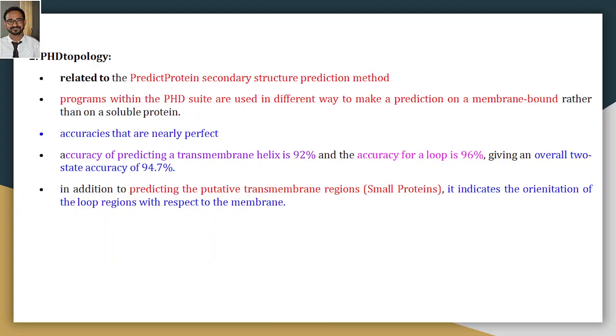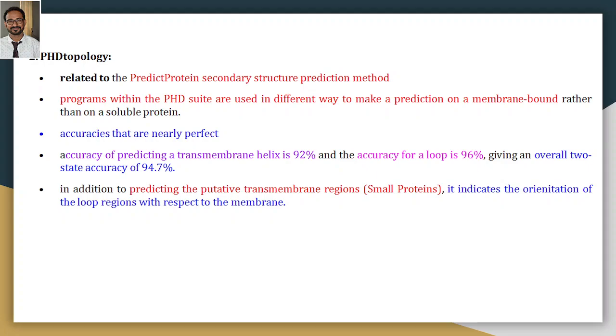Whereas PhD topology is related to the protein secondary structure prediction method, programs within the PhD suite are used in a different way to make a prediction on the membrane-bound rather than the soluble protein. Now, accuracies that are nearly perfect. Accuracy of predicting the transmembrane helix is 92%, whereas accuracy for the loop is 96%, giving an overall two-stage accuracy of 94.7%. Helix is there, loops are there.